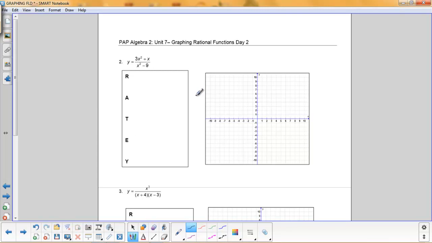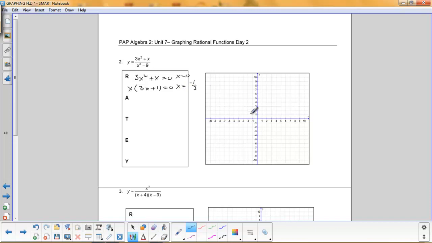Okay, so the next thing I'm going to do is look at the top root. That's 3x squared plus x equals 0. I'm going to factor out my GCF to make it easier to solve, and I get x times 3x plus 1. Now I'm going to set both of those equal to 0. My first answer is x equals 0, and my second answer is x equals negative 1/3.